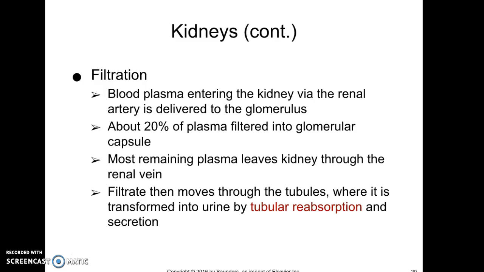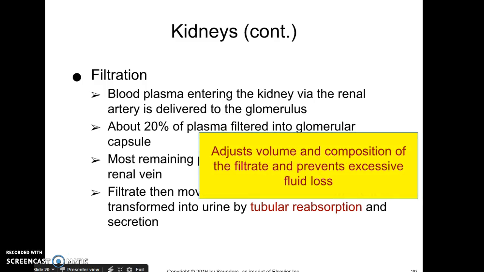The filtrate then moves through the tubules where it is transformed into urine by tubular reabsorption and secretion. And it can get kind of confusing as to what's being reabsorbed and what's being secreted. I have here that the kidneys adjust the volume and composition of the filtrate and prevent excessive fluid loss.